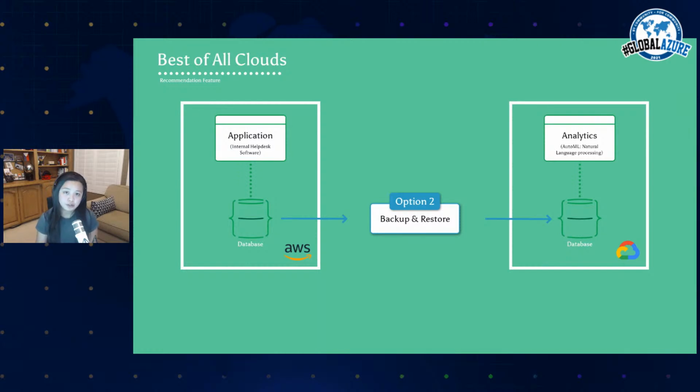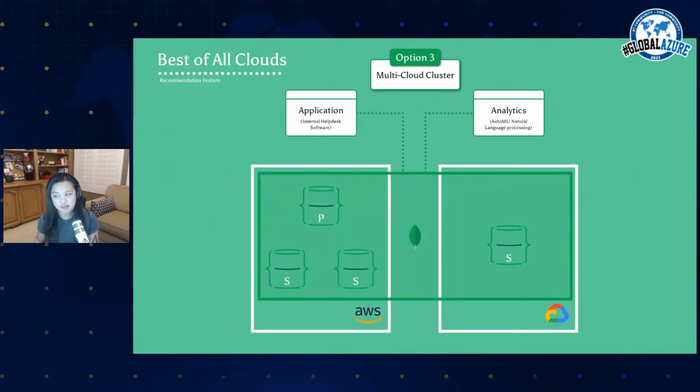So in this particular scenario, what did help them was something like a multi-cloud cluster. So this customer, just to preface and to be transparent, they were already using MongoDB Atlas to run their workloads on AWS.